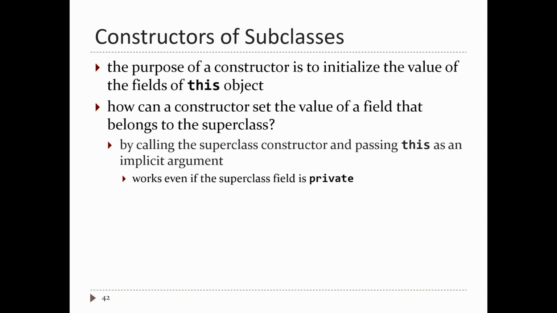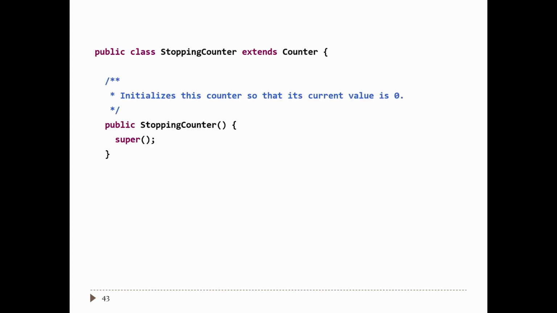In inheritance, though, it's often the case that the superclass has private fields that you don't know about. So how do you set the private fields of the superclass? Well, you call the superclass constructor. Now, how do you call a superclass constructor from the subclass? You use the keyword super.